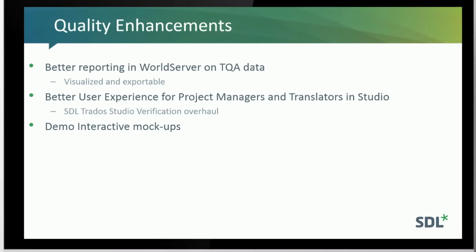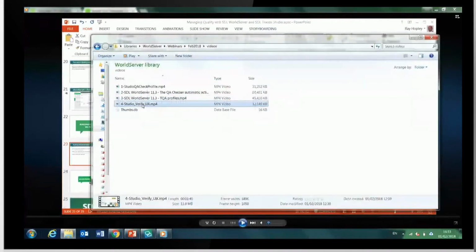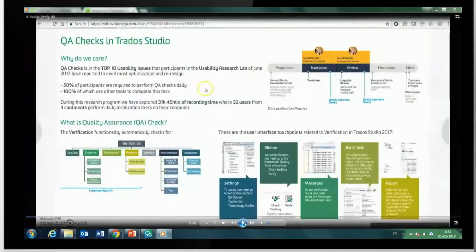There's also a lot of work being done to improve the user experience for project managers and translators when working in Studio. And some of this relates to the verification user interface. And again, I've got another quick mock-up that I'm going to show you. So this is really to highlight the kind of work that we do with our user experience team. You'll see UX as an abbreviation. It stands for user experience. And we have a dedicated set of user experience individuals who, as you can see here, conduct research, and record interviews with 32 users across 3 different continents. These people are using QA checks all of the time.